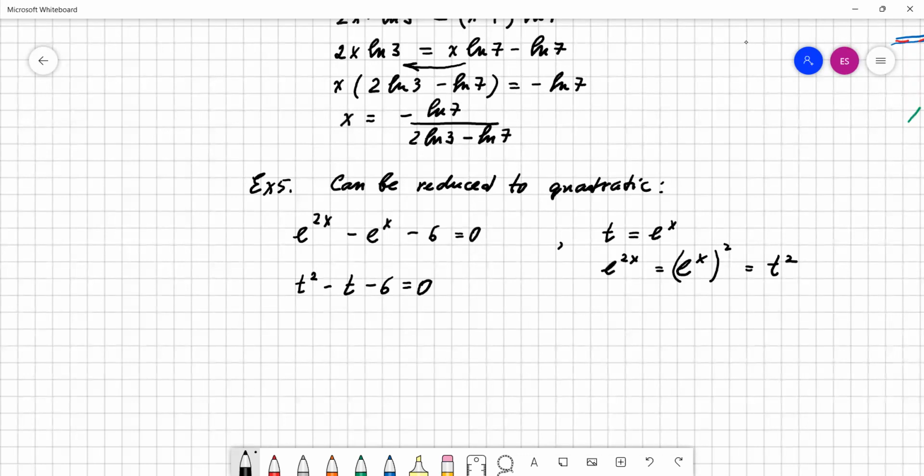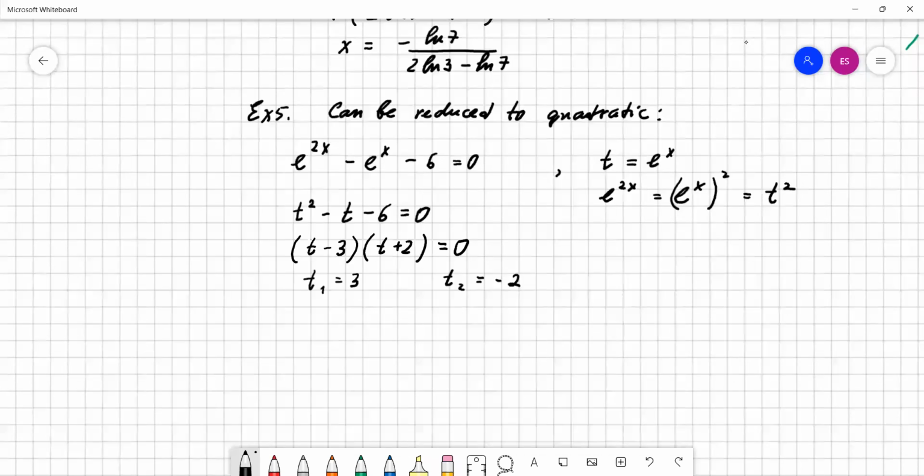Here, you don't even need to use a formula. You can factor it, I think. So I'm going to factor it as t minus 3 and t plus 2. The product is equal to minus 6, and the sum equals minus 3 plus 2, which equals minus 1. So my roots here: t1 equals 3 and t2 equals minus 2. Now I'm going to plug back into my original function. So e to the power of x equals 3.